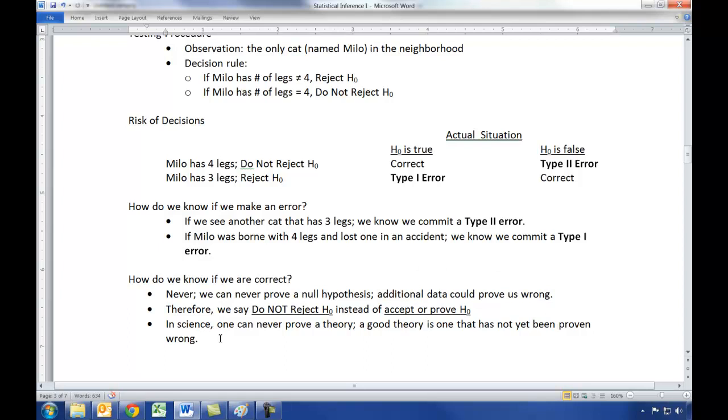And that is the reason that in science one can never prove a theory. A good theory is one that has not yet been proven wrong. But a new piece of contradictory evidence could prove a good theory wrong.